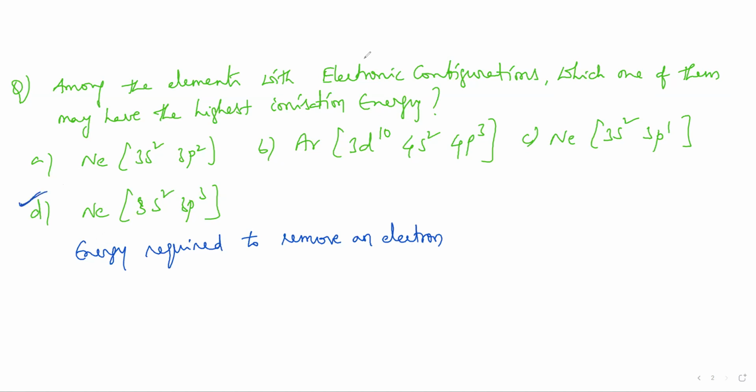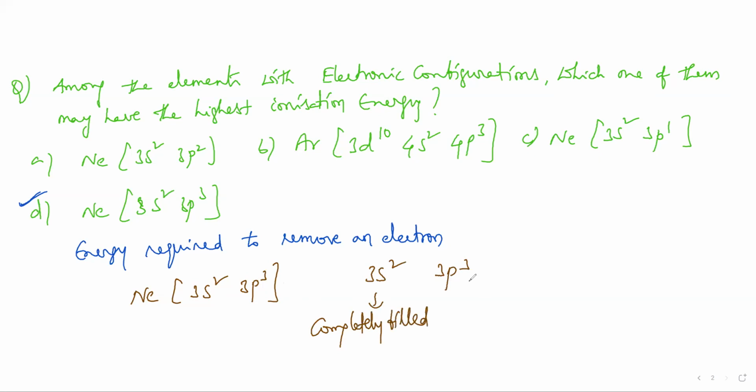Why is it so, sir? Let us justify our answer. It is given as neon. What is the electronic configuration? 3s2, 3p3. Now, the outermost configuration is 3s2, 3p3. This is the outermost shell. Now 3s2 is completely filled. Whereas 3p3 is half filled.